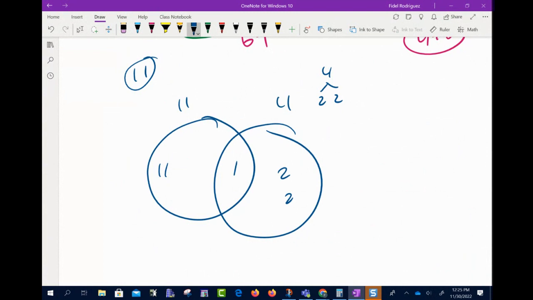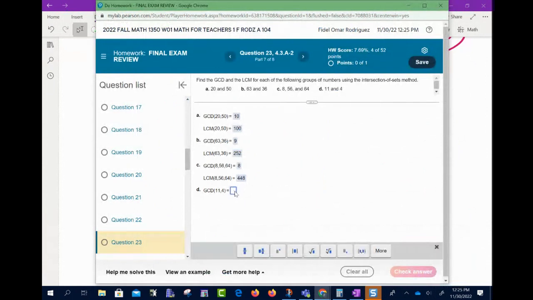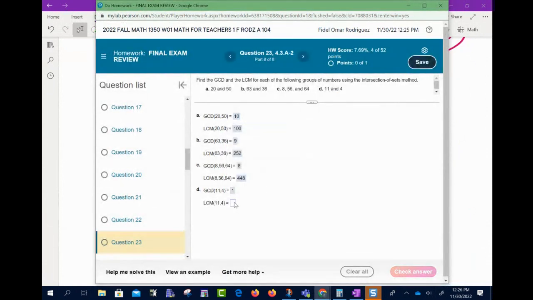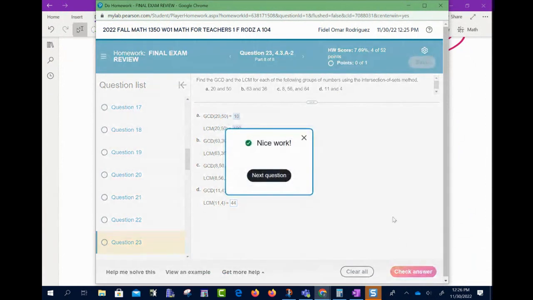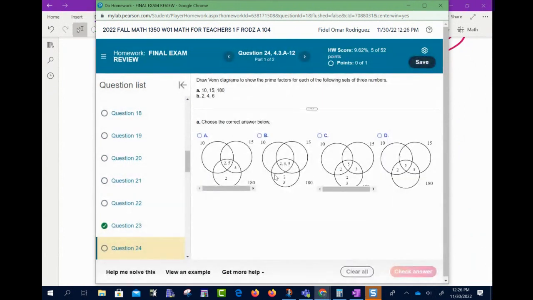So what's my greatest common divisor? My greatest common divisor is the only number that they both have in common. And when they don't have anything in common, we can always say they have the number 1 in common. So they have a 1 in common here. And then the least common multiple would be 44, because we're really multiplying everything together. And we got it. Okay. Good question.